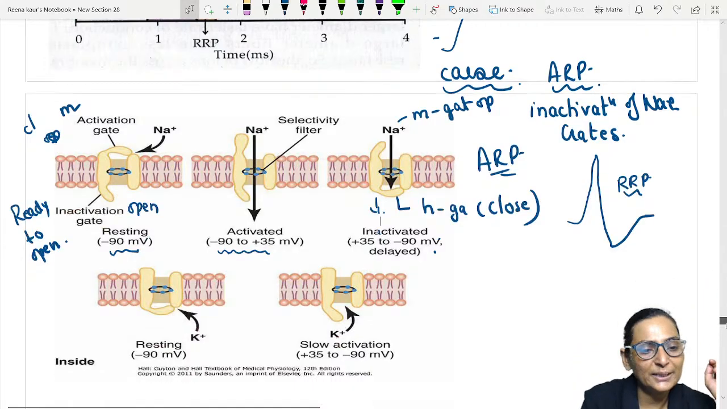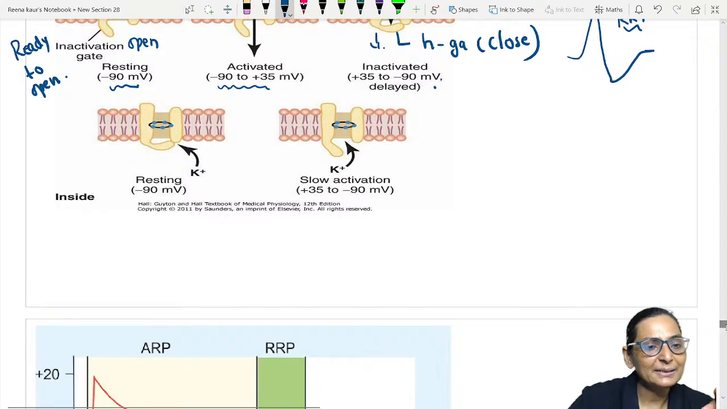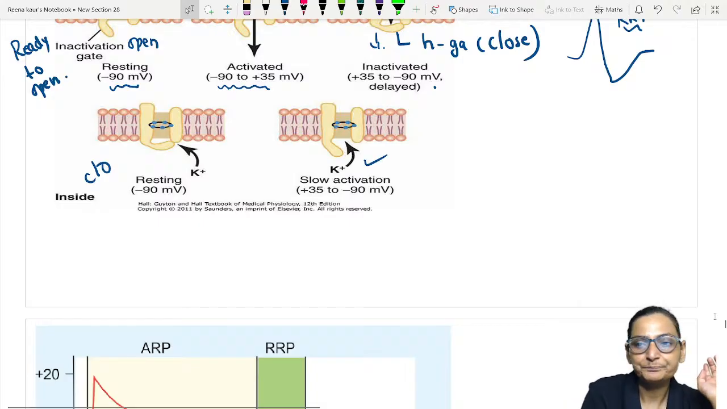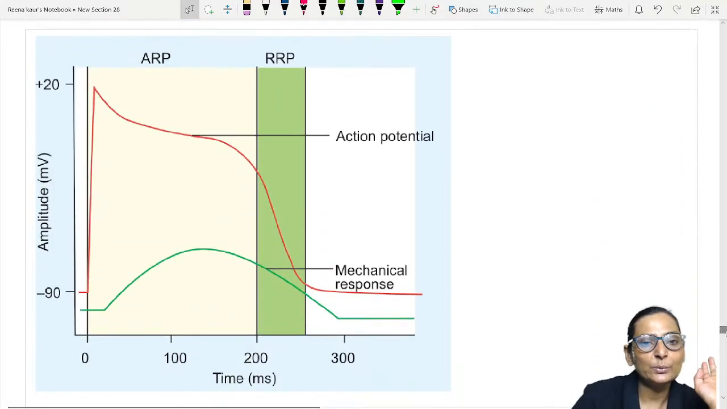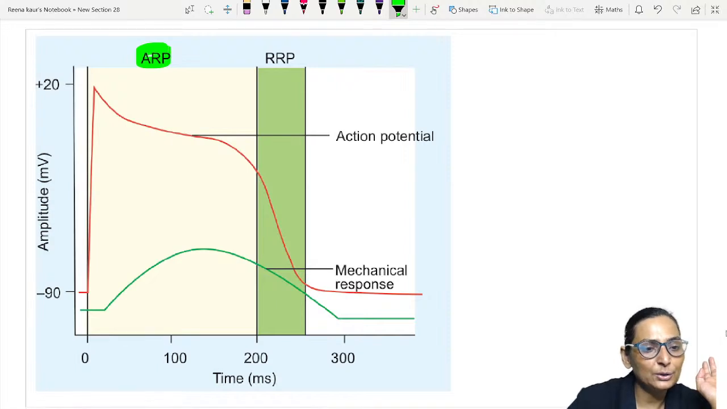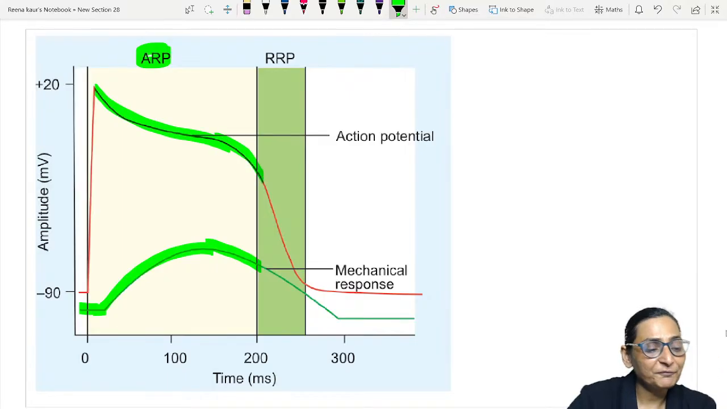Potassium exist only in two states. At -90 they are closed, and once you reach towards +35 they will open, right? Now this is the cardiac muscle action potential, where you can see that the absolute refractory period is very long, covering whole of the systole and even the beginning of the diastole. Okay, and you can see it is such a long absolute refractory period covering whole of the plateau phase.